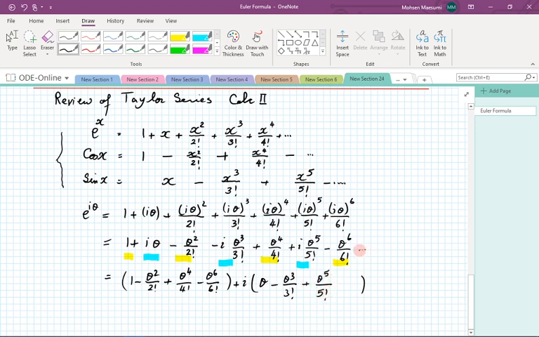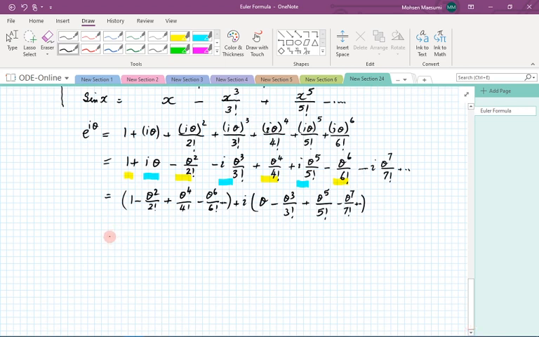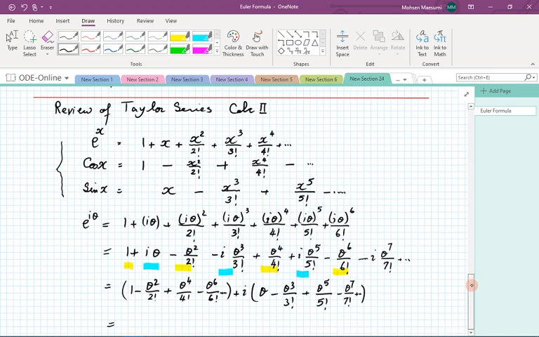If I had bothered to write the next one, what would i to the 7th have been? i to the 7th would have been minus i, theta to the 7 over 7 factorial, and so on. So when I factor it, it would have come out here as theta to the 7 over 7 factorial. And of course, it does not stop, it keeps going. Do you see the light at the end of the tunnel? You might feel that you are in a tunnel by now, but who is the first? Who is this yellow basket?